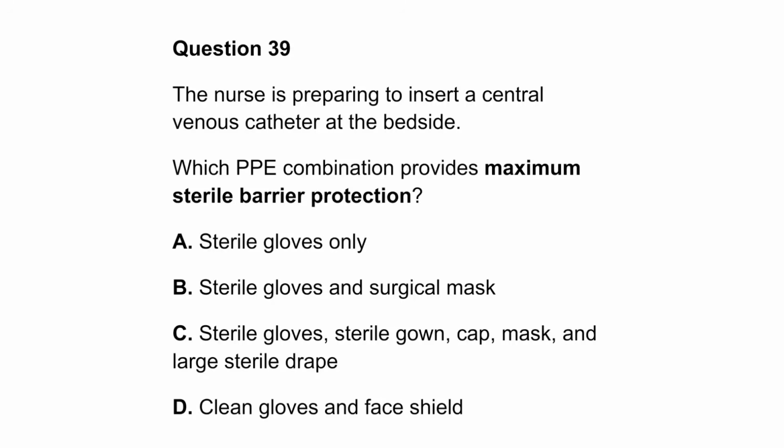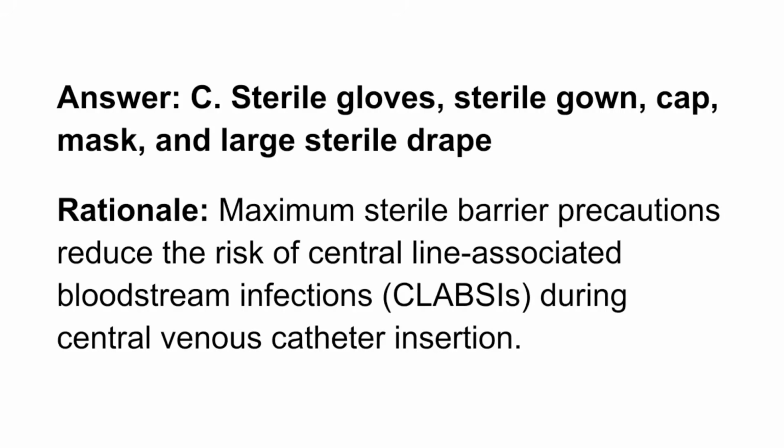Question 39. The nurse is preparing to insert a central venous catheter at the bedside. Which PPE combination provides maximum sterile barrier protection? A. Sterile gloves only. B. Sterile gloves and surgical mask. C. Sterile gloves, sterile gown, cap, mask, and large sterile drape. D. Clean gloves and face shield. Answer: C. Sterile gloves, sterile gown, cap, mask, and large sterile drape.